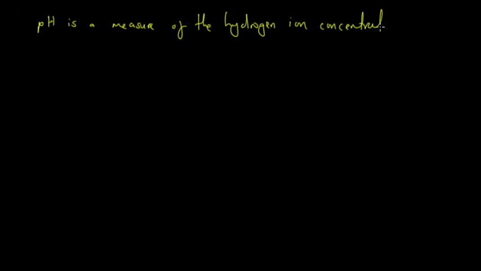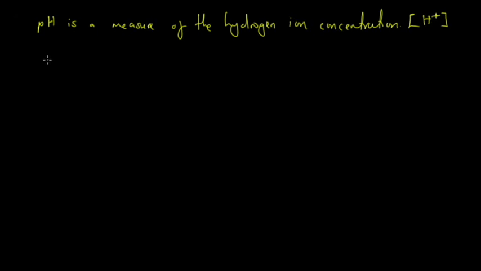Let me see if I can get a blank slate here. pH, usually it's a small letter p and then a capital letter H. It's a measure of the hydrogen ion concentration. This is what it actually measures. The concentration is normally given as this.